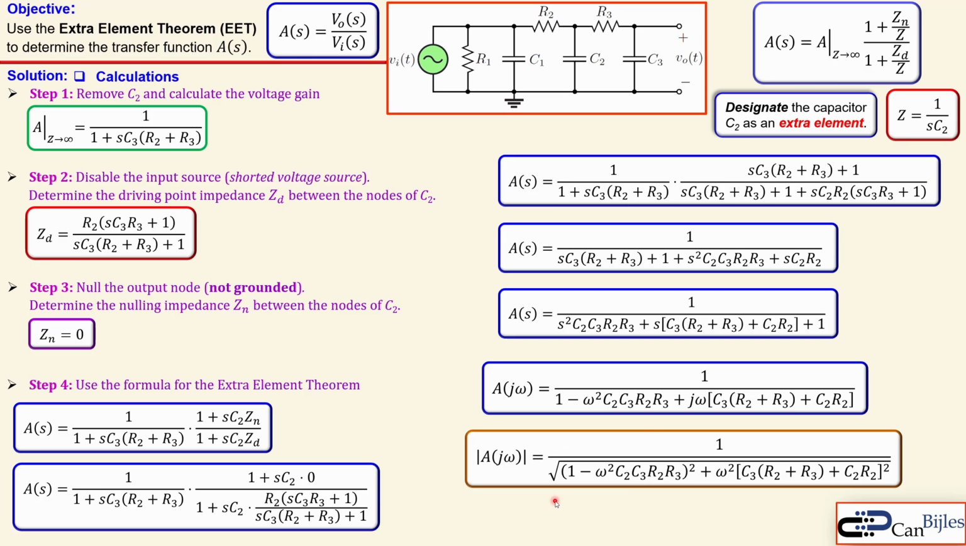Alright, that was our example considering the extra element theorem applied on this circuit where we see 3 resistors and 3 capacitors, which will be in this case a second order system. We have designated our extra element, in this case, as C2, and worked out the steps in order to get this transfer function using this theorem.